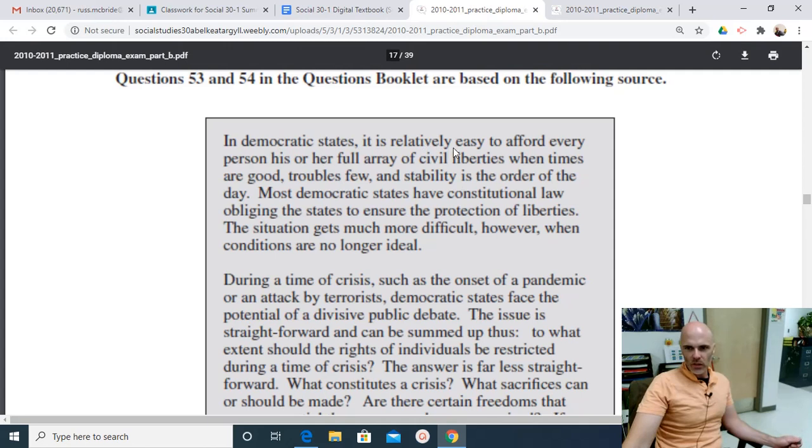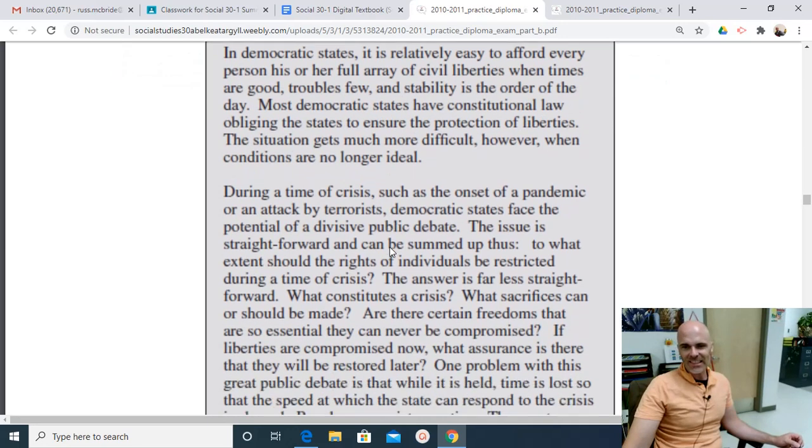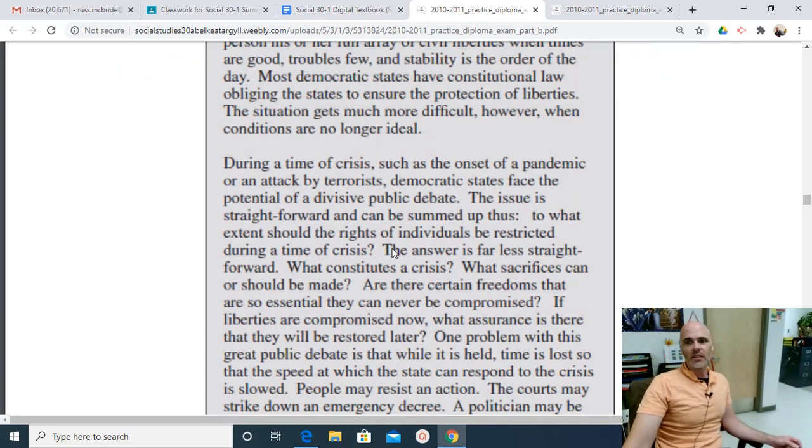In democratic states, it is relatively easy to afford every person his or her full array of civil liberties when times are good, troubles few, and stability is the order of the day. Most democratic states have constitutional law obliging the states to ensure the protection of liberties. The situation gets much more difficult, however, when conditions are no longer ideal. During a time of crisis, such as an onset of a pandemic or an attack by terrorists, democratic states face the potential of a divisive public debate. The issue is straightforward and can be summed up thus: to what extent should the rights of individuals be restricted during a time of crisis?